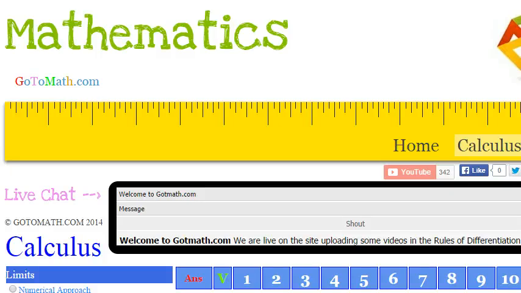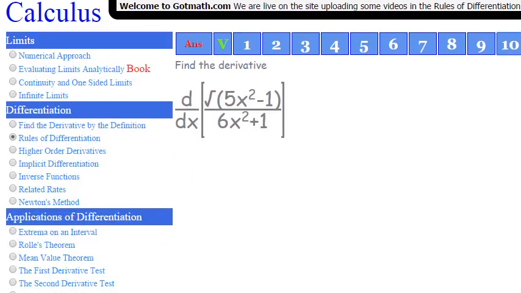We're here at gotomath.com looking at some calculus problems. We're into the rules of differentiation, and this is the section that you can find this problem in. So we want to find the derivative of that, and we're going to move quickly over here into the whiteboard.